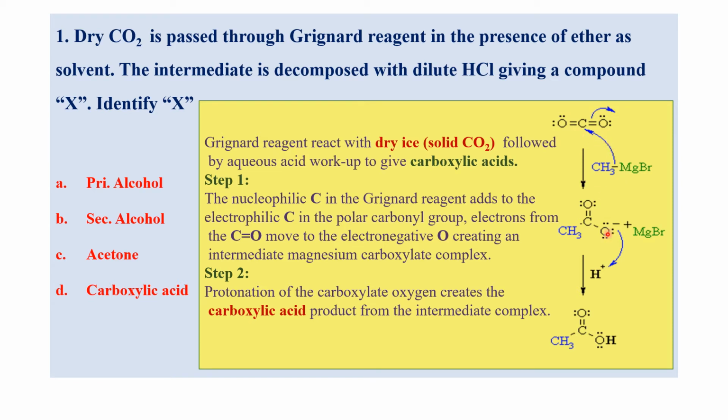And it will produce an intermediate compound, that is magnesium carboxylate complex. Now in the second step, the given intermediate compound is decomposed by the dilute HCl. The second step is the treatment of hydrochloric acid, or we can say the acid workup. It will produce carboxylic acid from this intermediate compound. So the answer is carboxylic acid.